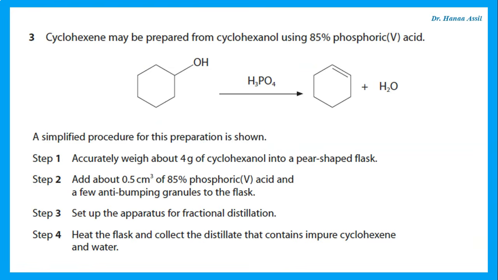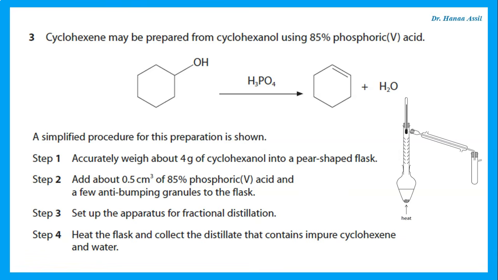Question 3 says, cyclohexene may be prepared from cyclohexanol using 85% phosphoric acid. A simplified procedure is shown. Accurately weigh about 4 grams of cyclohexanol into a pear-shaped flask. Add about 0.5 centimeter cubed of phosphoric acid and a few anti-bumping granules. Set up the apparatus for fractional distillation.